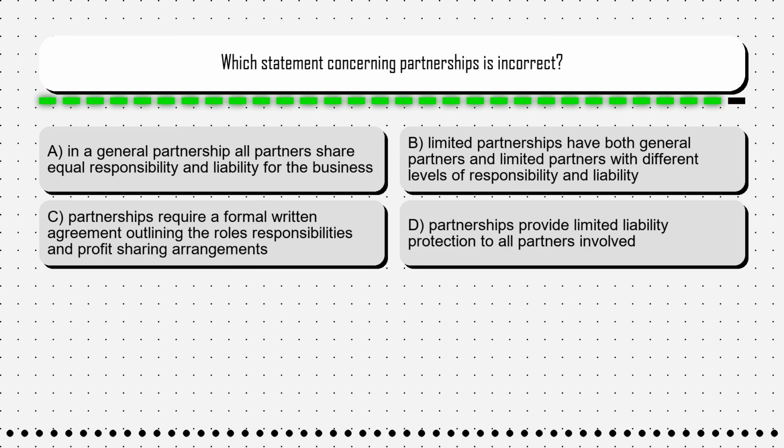Question 94. Which statement concerning partnerships is incorrect? Option A. In a general partnership, all partners share equal responsibility and liability for the business. Option B. Limited partnerships have both general partners and limited partners with different levels of responsibility and liability. Option C. Partnerships require a formal written agreement outlining the roles, responsibilities, and profit-sharing arrangements. Option D. Partnerships provide limited liability protection to all partners involved.